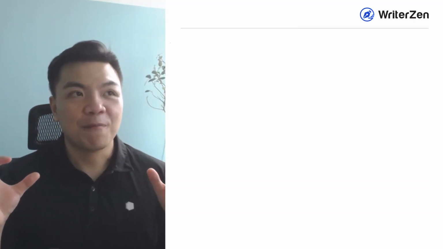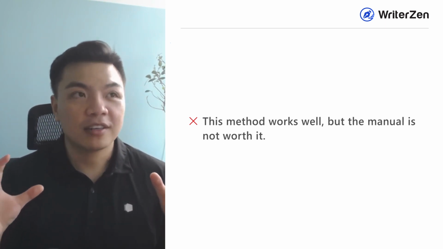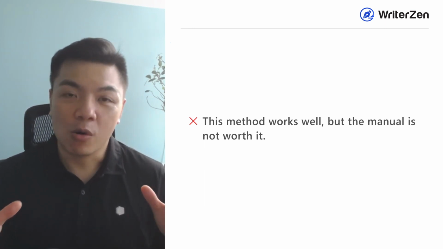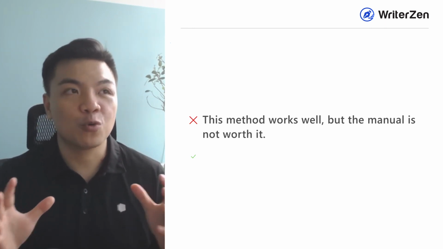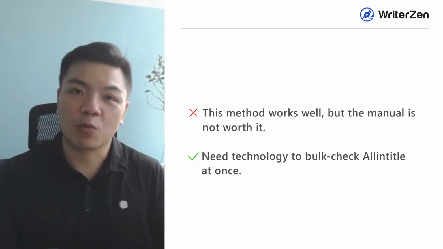And after a while of doing this, we realized that we can't really keep on doing this manually, because that would be an impossible task. It wastes so much time, wastes so much effort, and it does not have a very good return on investment, right? This method works so well, but the manual work is not worth it. So we decided to create our own algorithm to bulk check a massive amount of keywords allintitle at once.